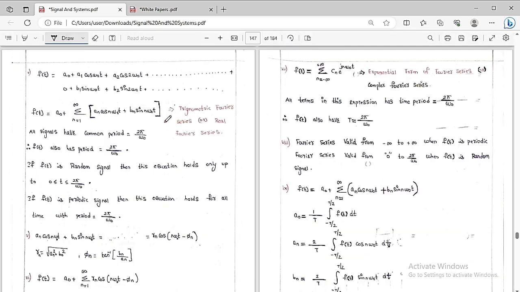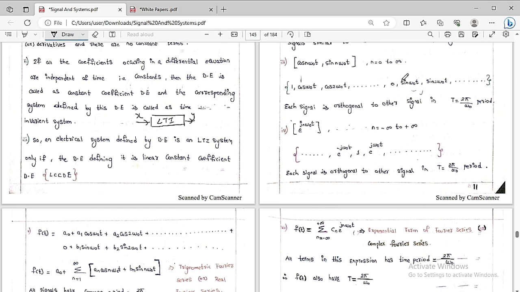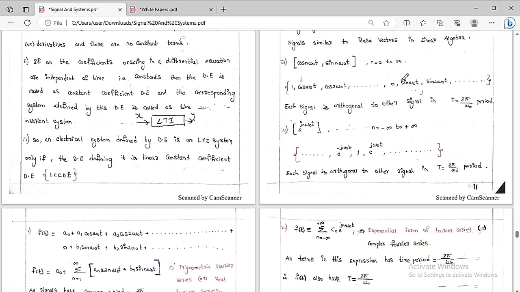The next point is f of t. These are the base signals. With the help of the linear combination of these signals, we are going to get the new signal f of t that we require. It's the same fashion in vectors also. With the help of a linear combination of base vectors, we can get whatever vector we want. Similarly, with the linear combination of these base signals, we can get whatever signal we want.